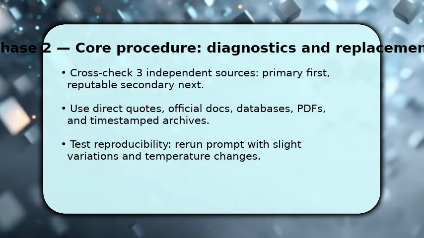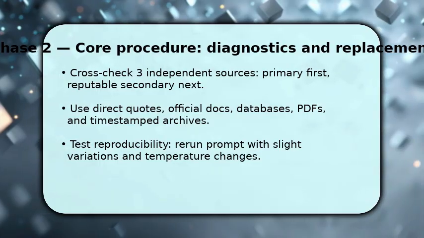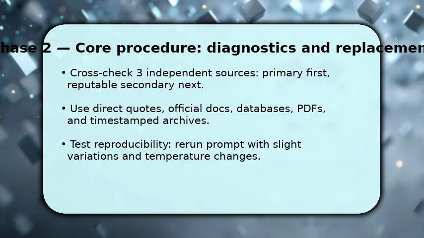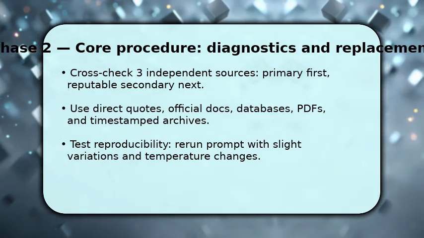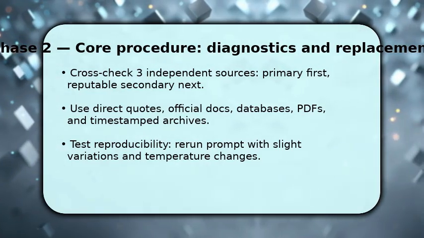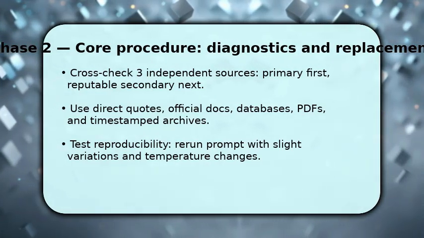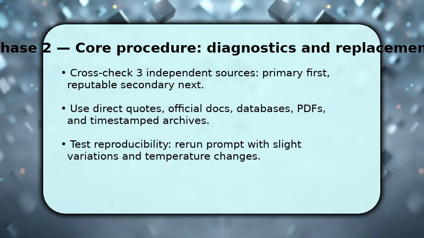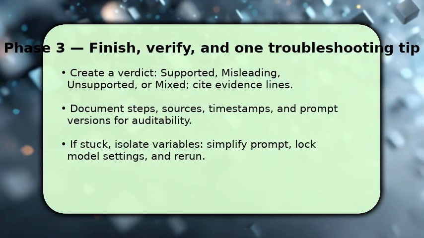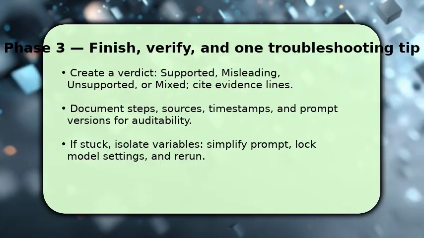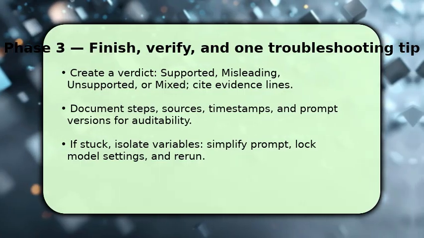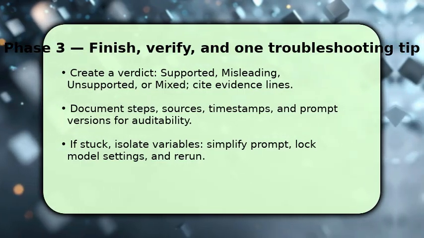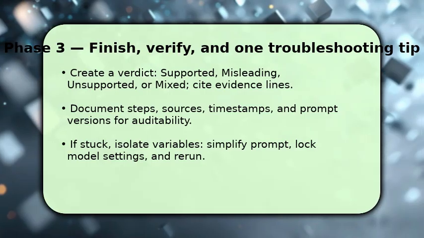Next, test reproducibility. Rerun the prompt with small wording changes and a lower temperature to see if the claim persists. If patterns change, record variability. This explains whether inconsistencies exist. Finish by assigning a clear verdict: supported, misleading, unsupported, or mixed, and list the evidence lines that led you there. Then compile a 1-page audit: prompts, model ID versions, response copies, source links, and timestamps so others can verify your work.